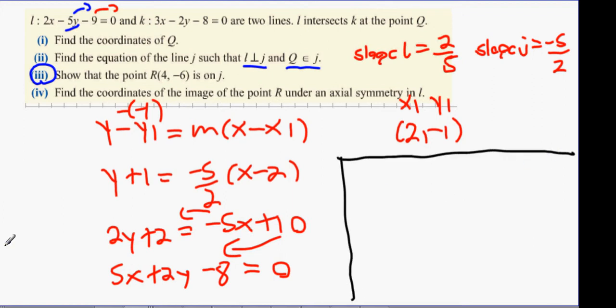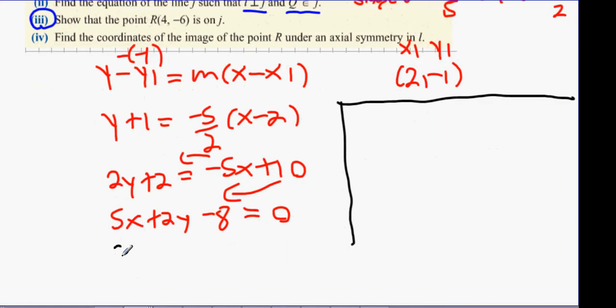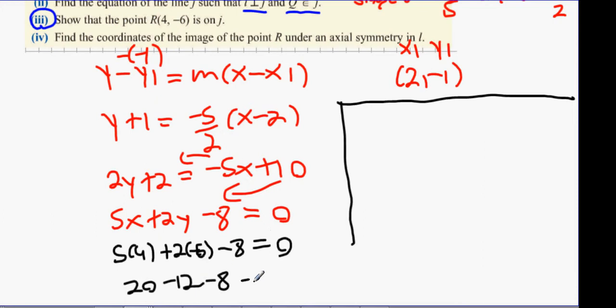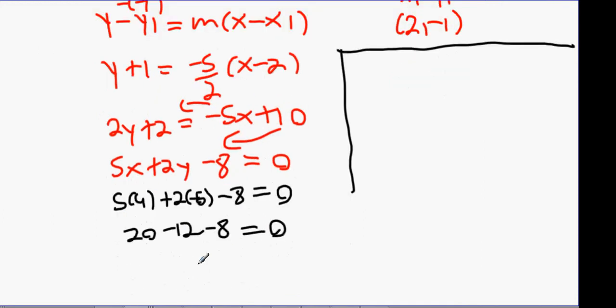Alright? So replace x with 4. 5 times 4, plus 2 times minus 6, minus 8 equals 0. 20 minus 12 minus 8 equals 0. Then we have 0 equals 0. This point is on the line J.